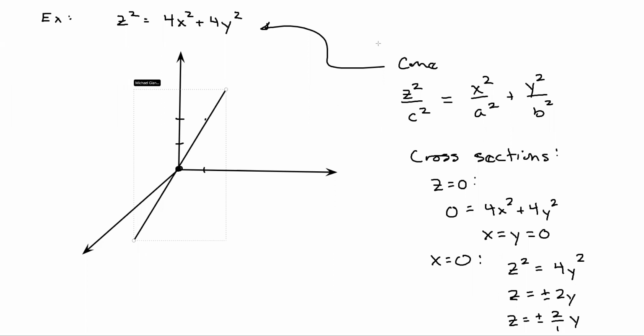And then the negative would be the same thing except for negative, right? We'd go down 2, over 1. And if you've done a good job, those should be symmetric.